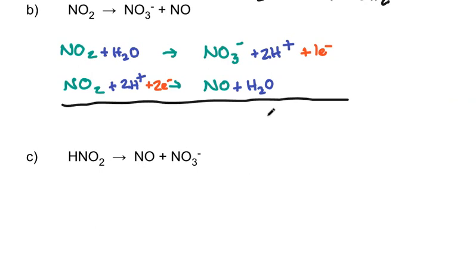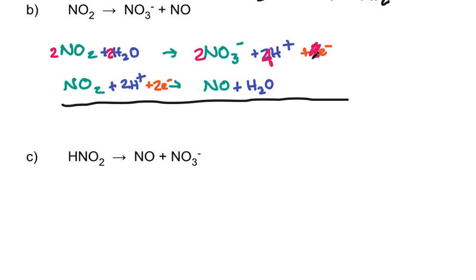So, can we combine these? Say no. You're right, we can't. Why not? Because the electrons don't match. When you have 2 here, only 1 here, so double the whole first reaction. 2 of that, 2 of that, 2 of that. 2 times 2 is 4, and 2 times 1 is 2.